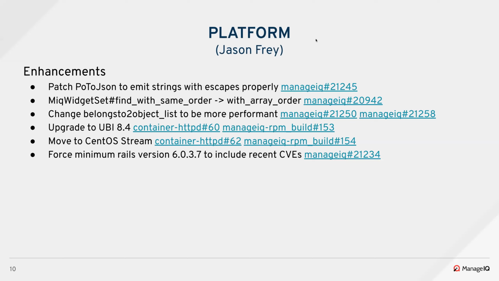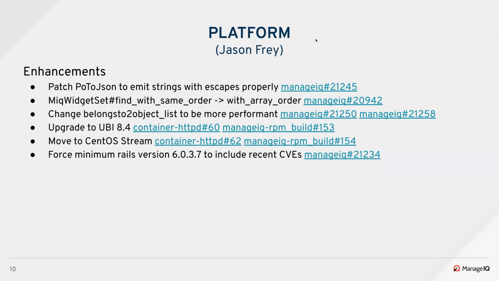I made a change to belongs to object list, which is a method under the covers that handles RBAC. I changed it to be more performant by changing the way we do the queries. This is part of a bigger effort to fix RBAC performance with any belongs to filters. And I actually have another PR there that was a small change as well.